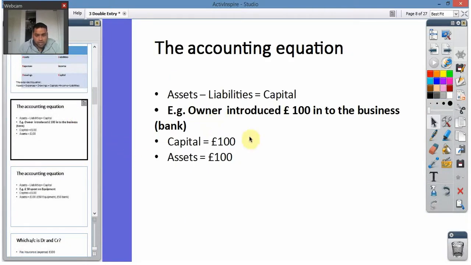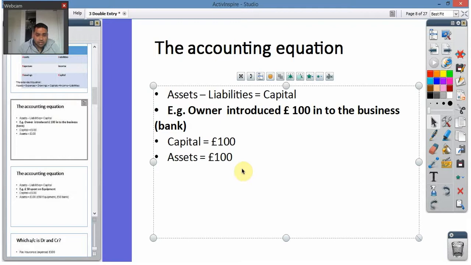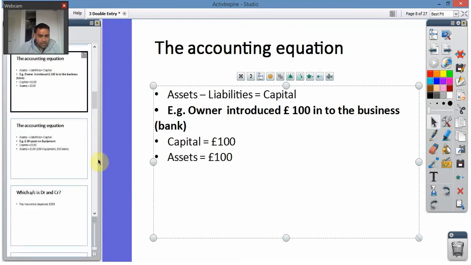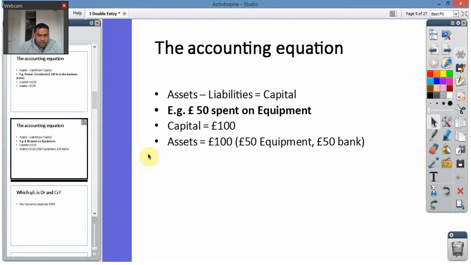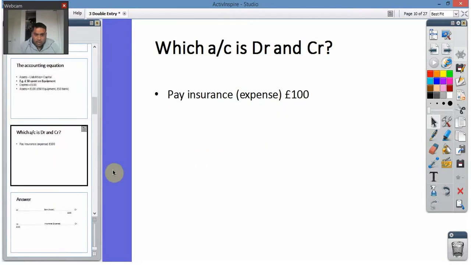So the accounting equation, we had a look at this before in Chapter 1. If you increase one side, you increase the other side by the same amount. So let's have a look at another entry to that. This time £50 is spent on equipment. So an asset, the cash in the bank, has reduced by £50. Another asset, equipment, has increased by £50. So the accounting equation still balances, and this is the basis of accounting basically.